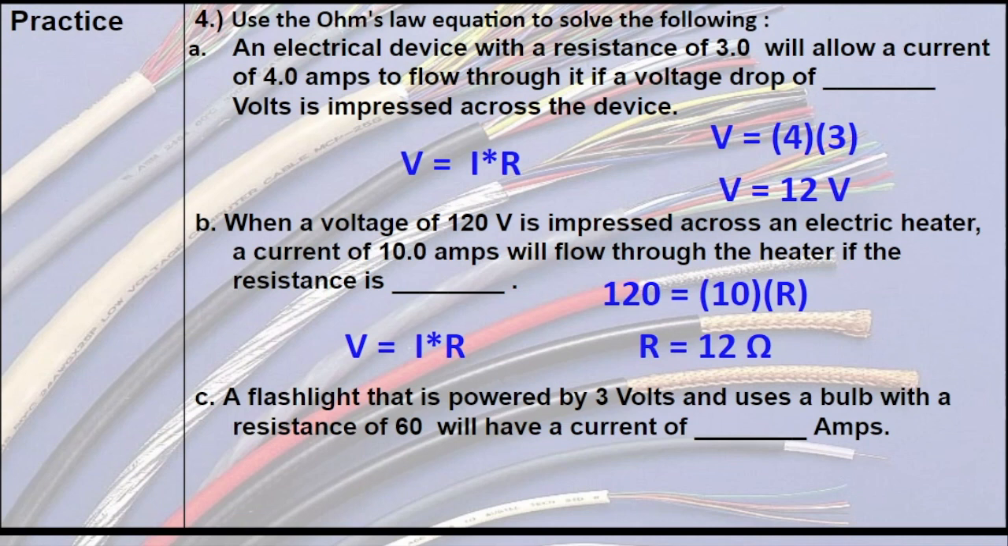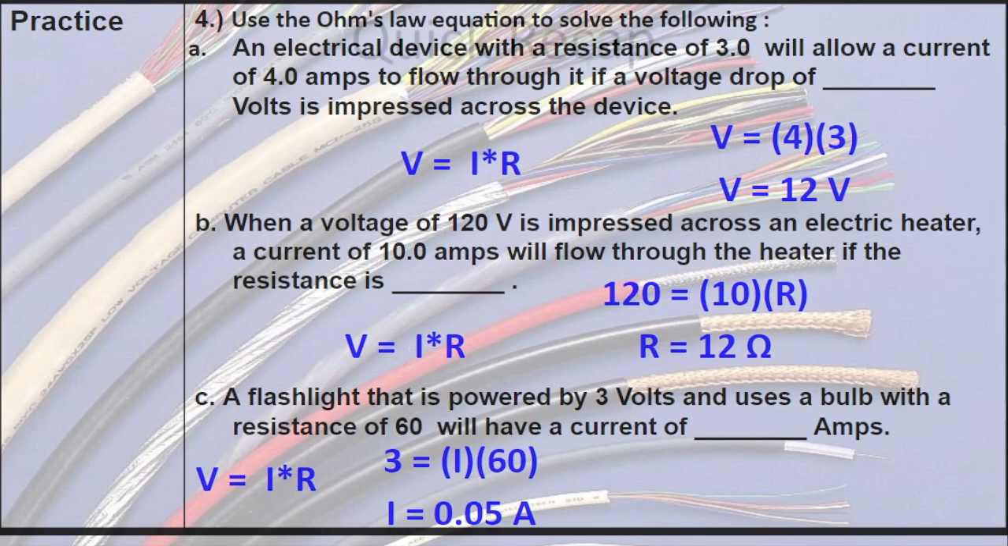Letter C, a flashlight that is powered by 3 volts and uses a bulb with a resistance of 60 ohms will have a current of blank amps. Again, V equals IR. In this case, V is 3, I is unknown, and R is 60. If we solve for I, we divide 60 over the other side, we get 3 over 60. That tells us that I should be equal to 0.05 amps.